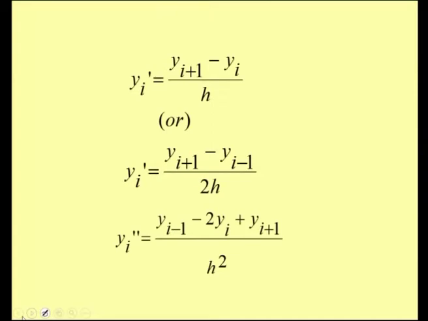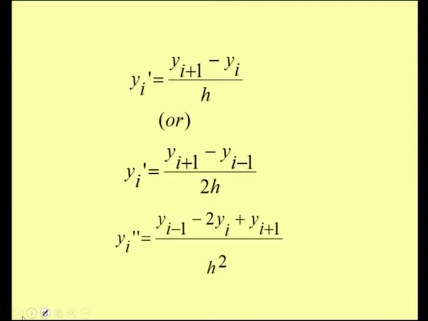The scheme is yi dash is equal to yi plus 1 minus yi divided by h. If the spacing is 2h, then yi dash is equal to yi plus 1 minus yi minus 1 divided by 2h, and yi double dash, that is the second derivative of y at x equal to xi, is given by yi minus 1 minus 2 yi plus yi plus 1 divided by h square.